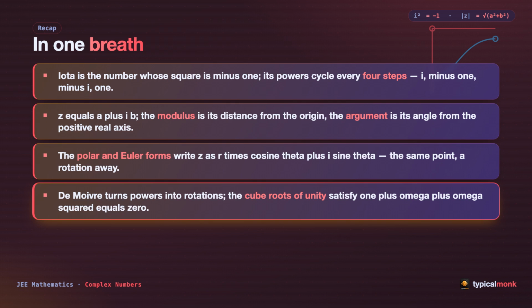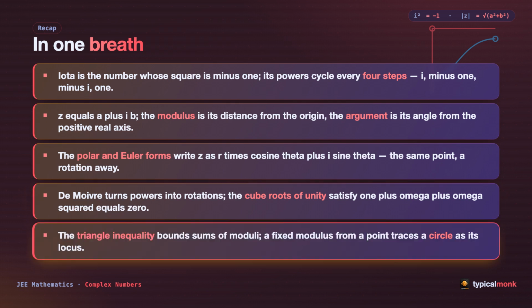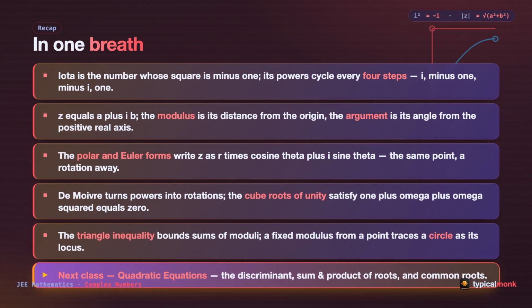De Moivre's theorem turns powers into rotations, and the cube roots of unity satisfy 1 plus omega plus omega squared equals 0. The triangle inequality bounds the modulus of a sum, and a fixed modulus, measured from a point, traces out a circle as its locus. And next class, we step into quadratic equations, the discriminant, the sum and product of roots, and the tricky question of common roots.